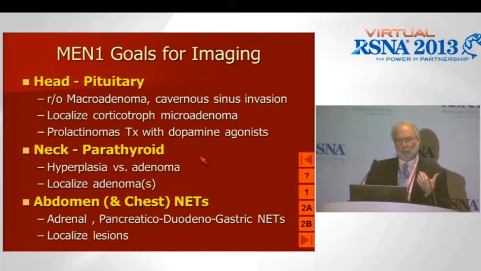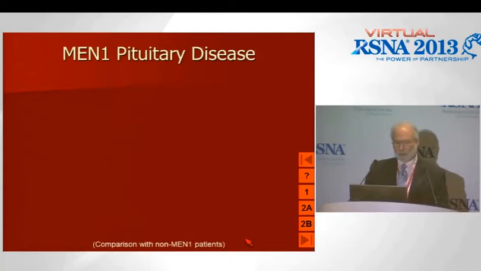It's very important that we identify lesions that are outside of where the endocrine surgeons normally explore. And then, if we have to, look at the abdomen and the chest.